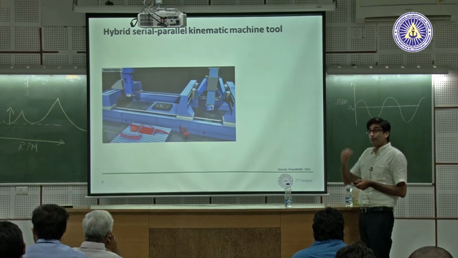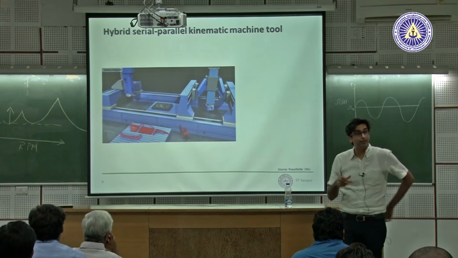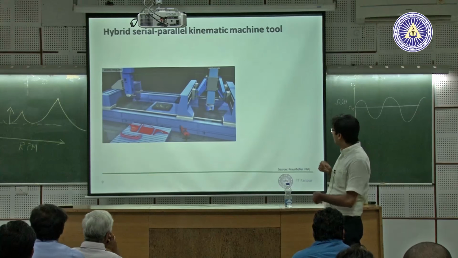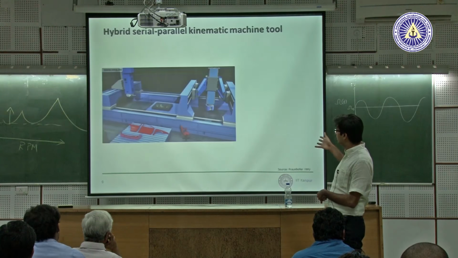This is an example of a very interesting machine. Hybrid serial parallel kinematics. So this map that you saw is actually for this machine.